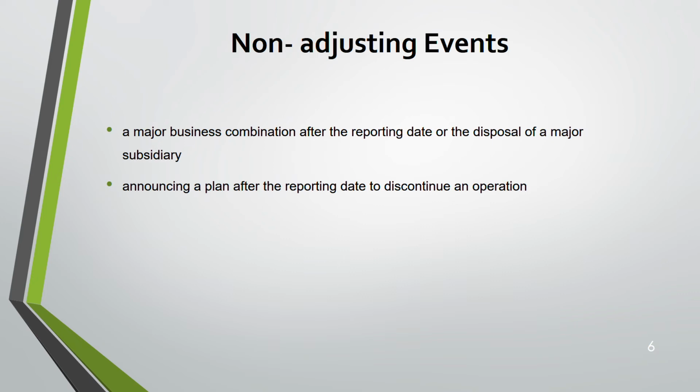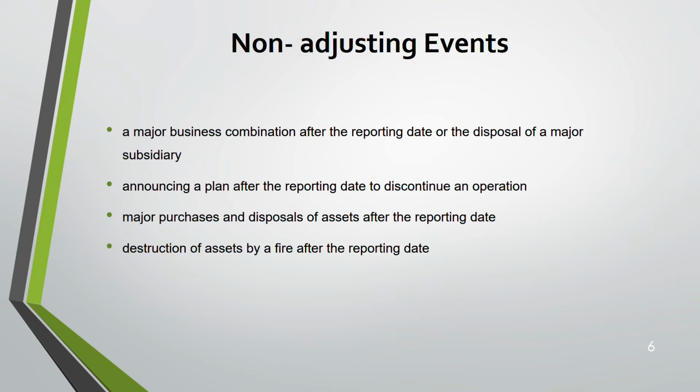No. Third, if you purchase or dispose of any asset after the reporting date, if there was some evidence that you are going to dispose, or you made some kind of announcement that you are going to dispose or purchase some asset at the reporting date, then it's an adjusting event. Otherwise, non-adjusting event. If any asset gets destroyed by a fire, it's non-adjusting. How do you know suddenly it will get destroyed by fire after the reporting date? You do not have any evidence, so it's non-adjusting.